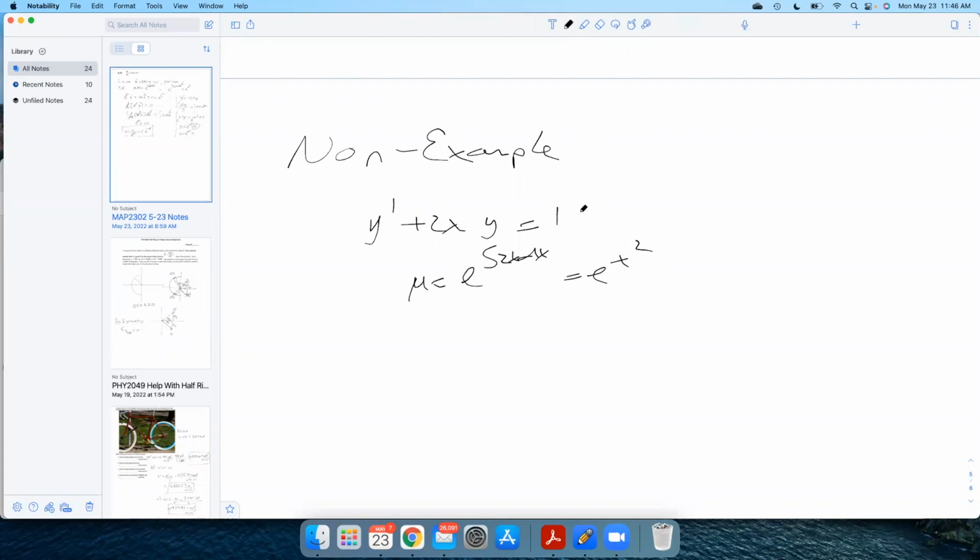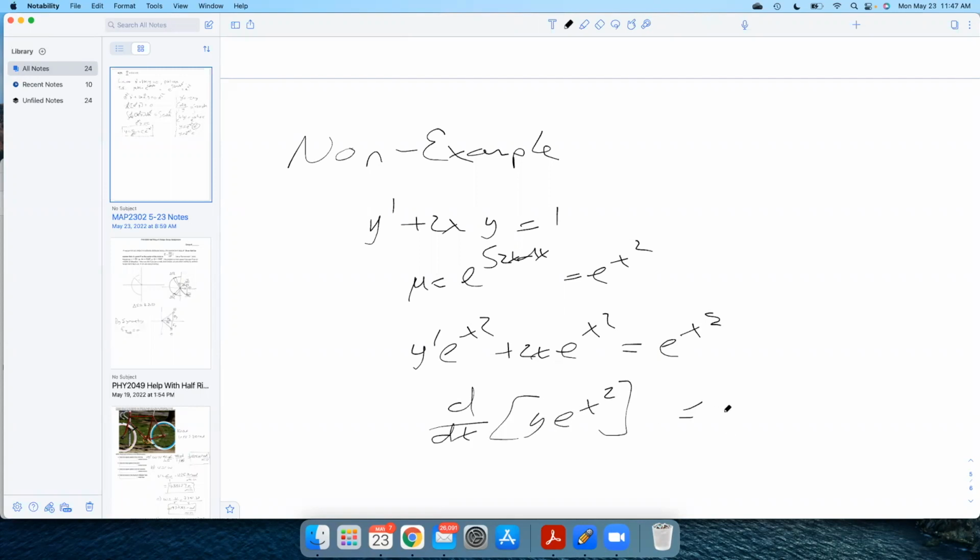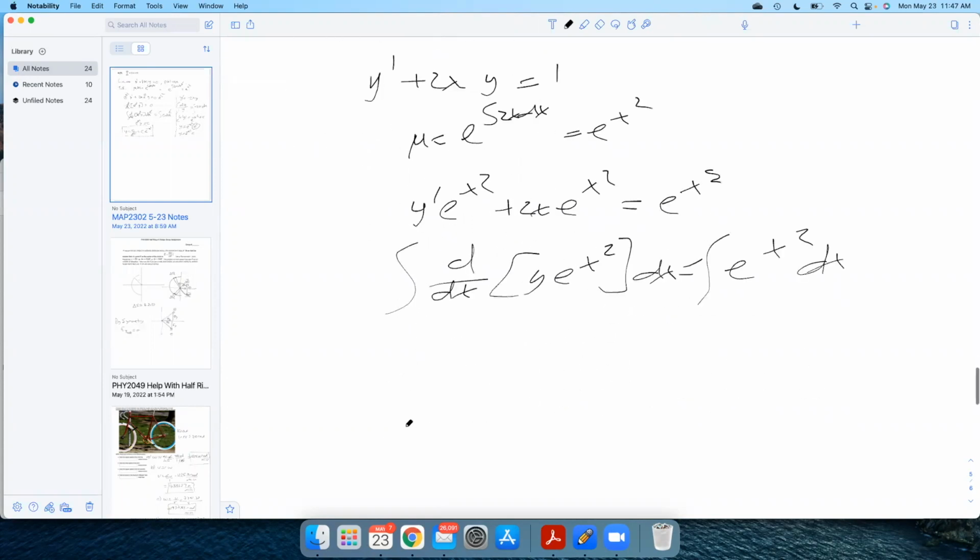That's even an easier DE. That looks incredibly simple. Multiply everything by e to the x squared. Here. Integrate, well, I don't want to skip this step. Left side is the derivative of y e to the x squared. Integrate both sides dx. Left side's easy. Left side's always easy. That's y e to the x squared.